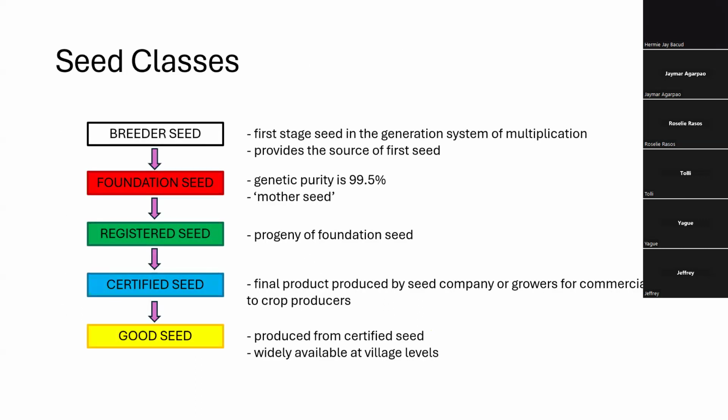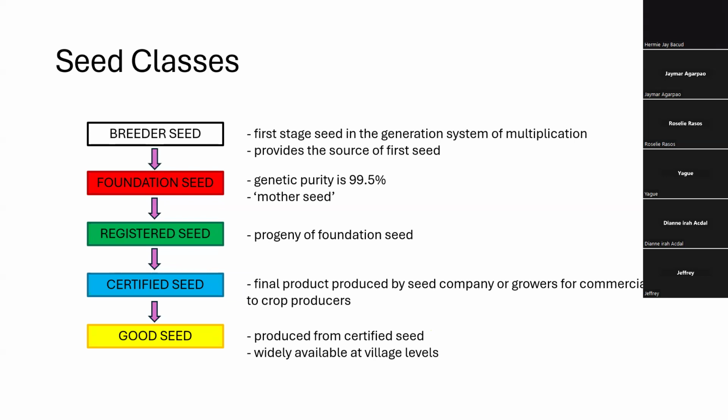Last, we have here the different seed classes. Breeder, foundation, registered, certified, good seed. So yun yung dapat nyong i-familiarize: yung color ng tag and yung seed class, seed class with its corresponding color. Kapag breeder seed, white tag. So breeder seed is the first stage seed in the generation system of multiplication, and it provides the source of first seed.